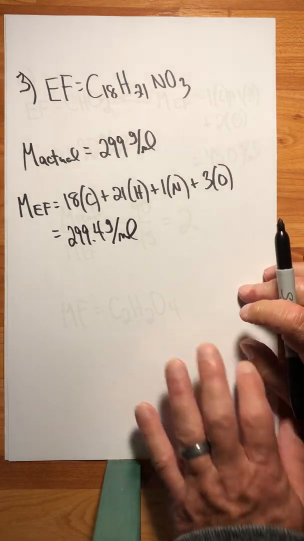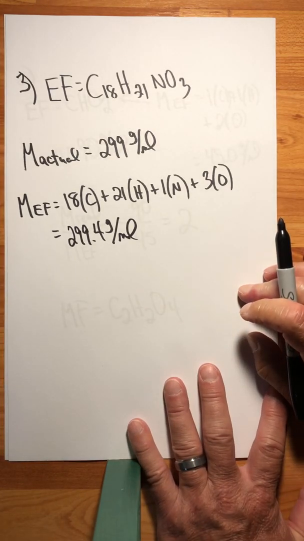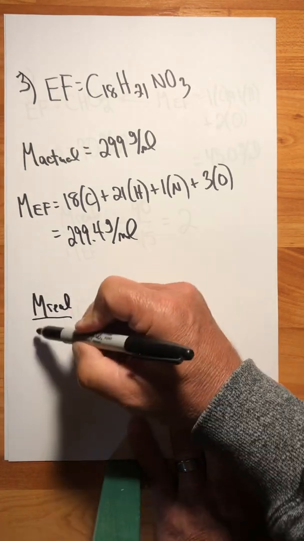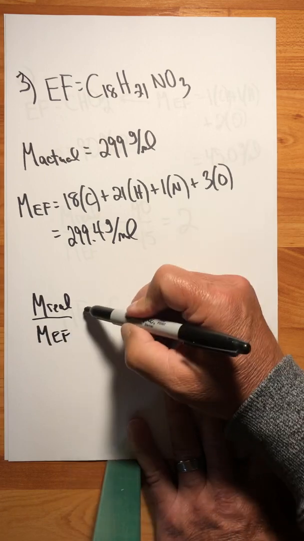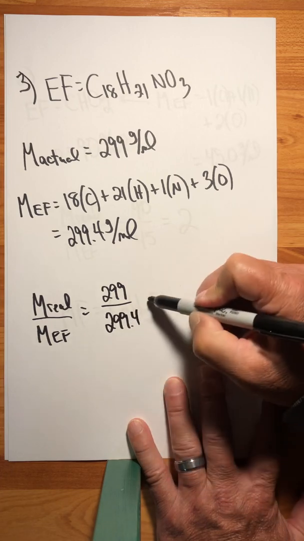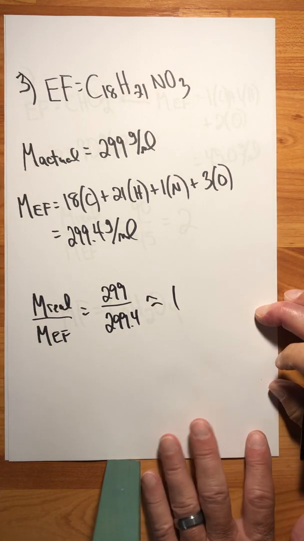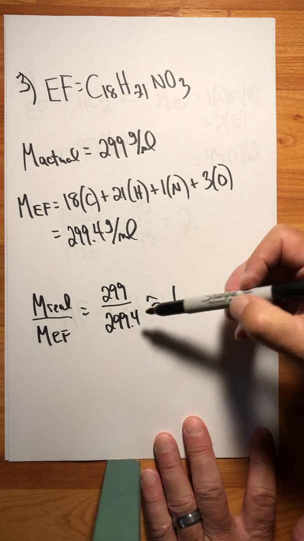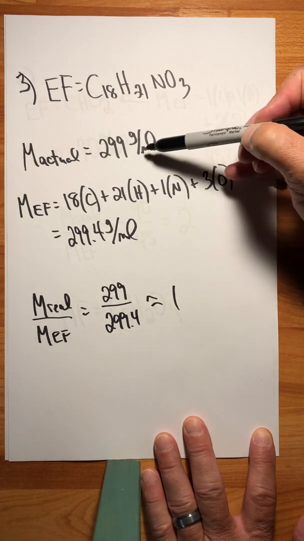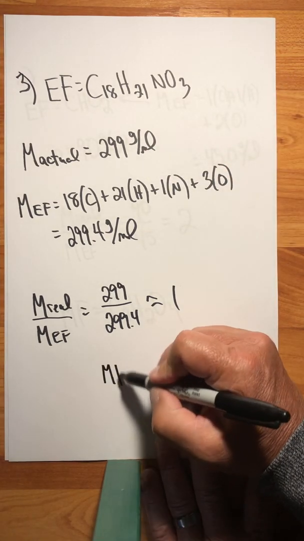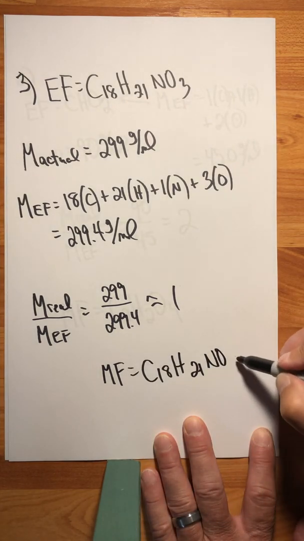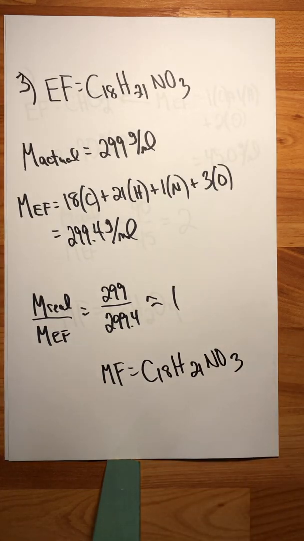grams per mole. Okay? So when I do that, I'm going to take the real molar mass divided by the molar mass of my empirical formula. 299 divided by 299.4, and I get really close to 1. So that's basically telling me that the empirical formula molar mass and the actual one are the same, so it must be the same compound. So my molecular formula is going to be C18H21NO3, and that's how you would do that one.